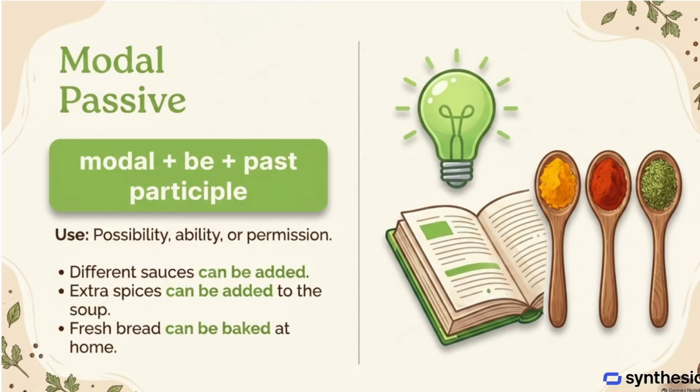Here is another example. Extra spices can be added to the soup. And fresh bread can be baked at home. Notice the form, can be added. Can be baked. So, remember. Modal plus be plus the past participle.